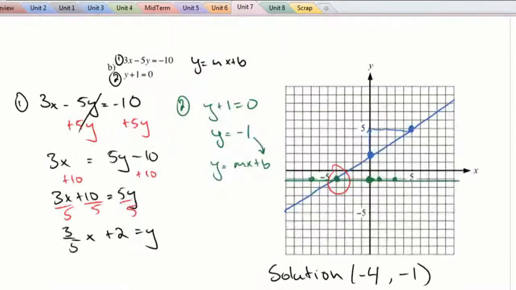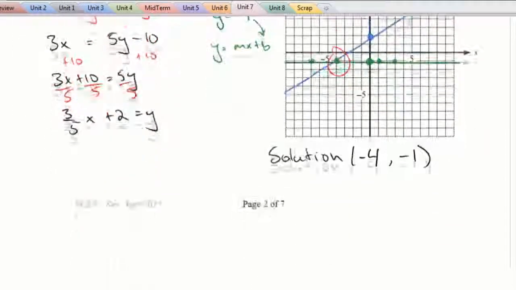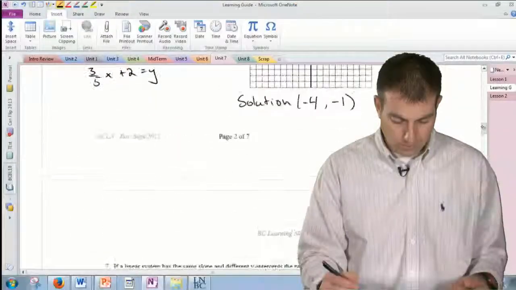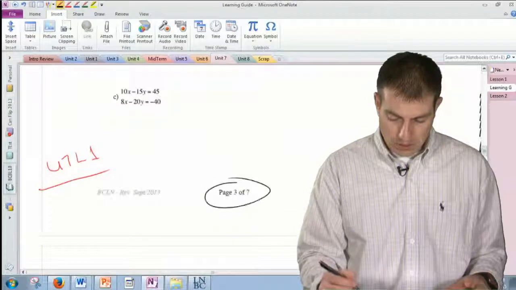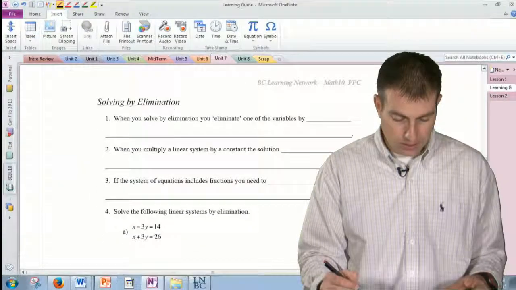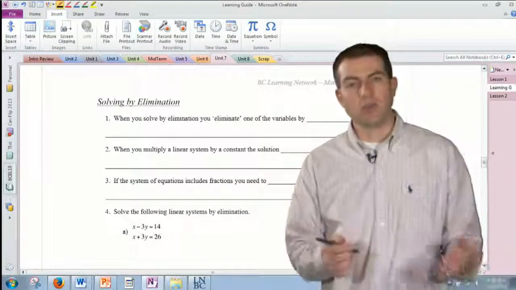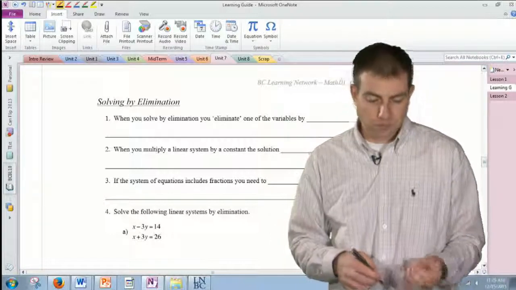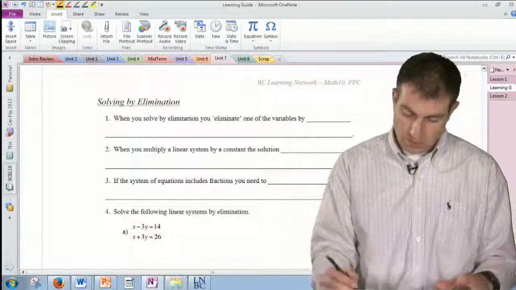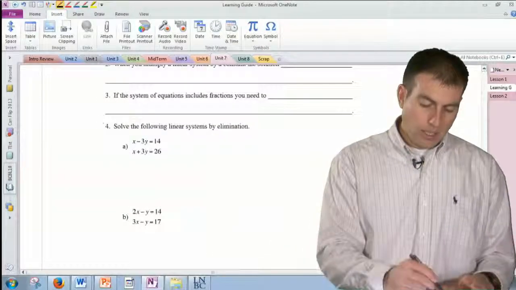Let's look at the learning guide and see where we're up to now with lesson 2 here. So we know we can do page 3 now. That was last day. Solving by elimination is what we've just done. So there you go, solve the system by elimination.